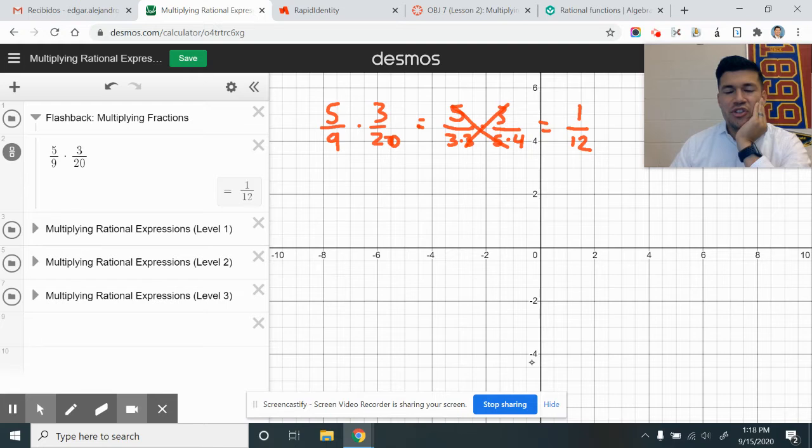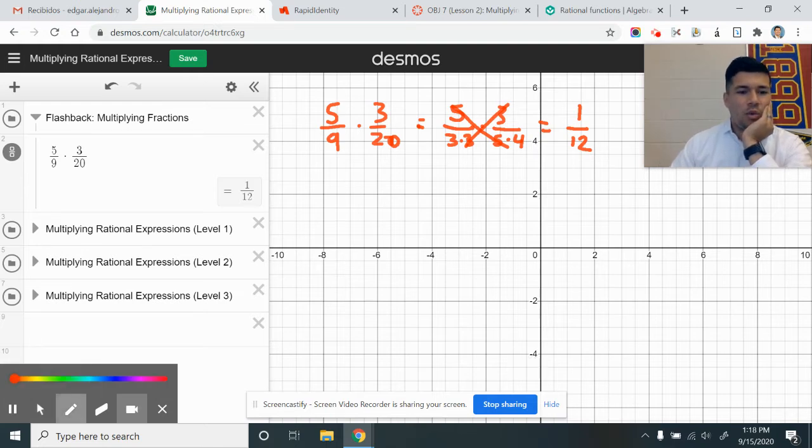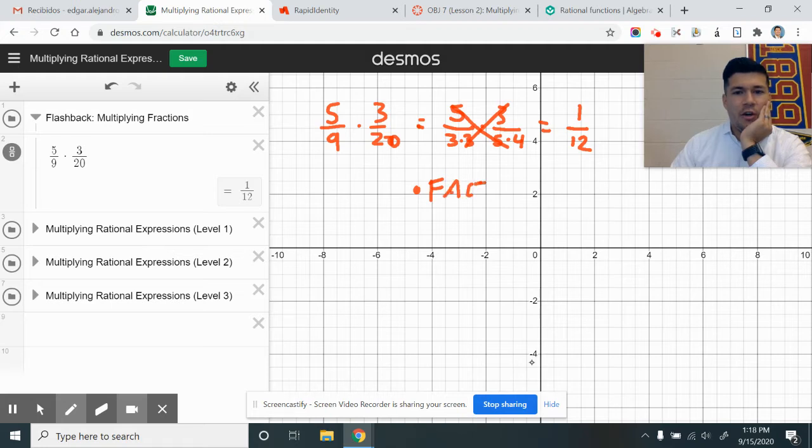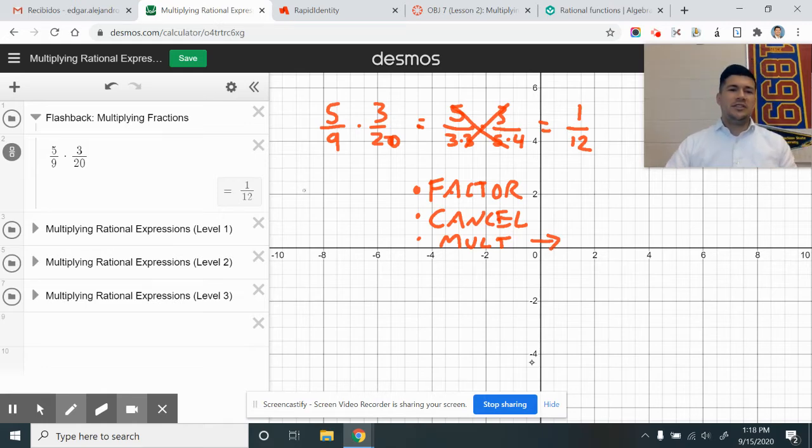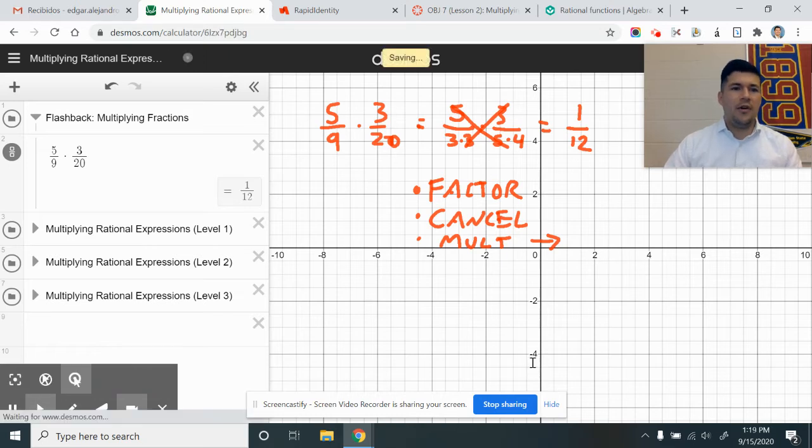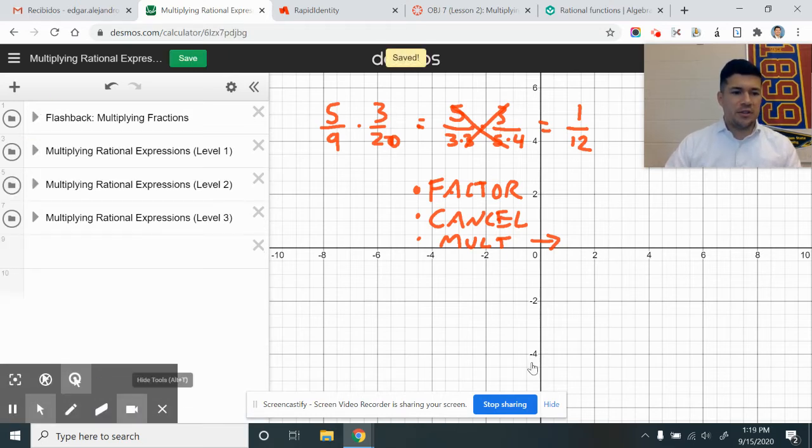Don't believe me? Just watch. 1/12 is your answer. So I think it's worth our while to say, what if we factor and then cancel? What if we factor first, cancel second, and then we multiply straight across? Let's see how that strategy works out when we have rational expressions.